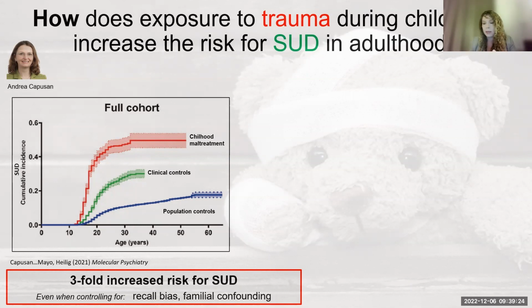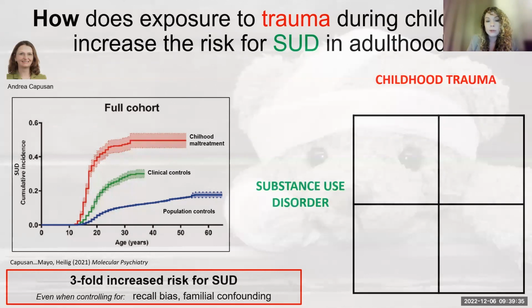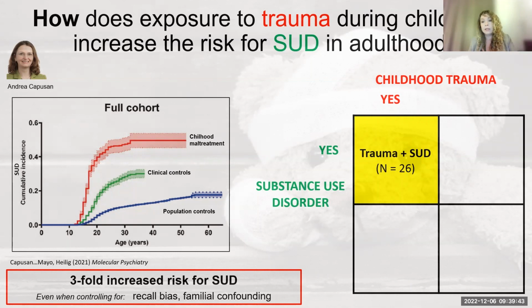But then the question became, what is it? What are the mechanisms of that? And in order to start looking at these mechanisms, we actually invited some of these individuals into the lab. So we were able to invite in a group of people who had documented childhood trauma as children or adolescents, and then documented substance use disorder issues.